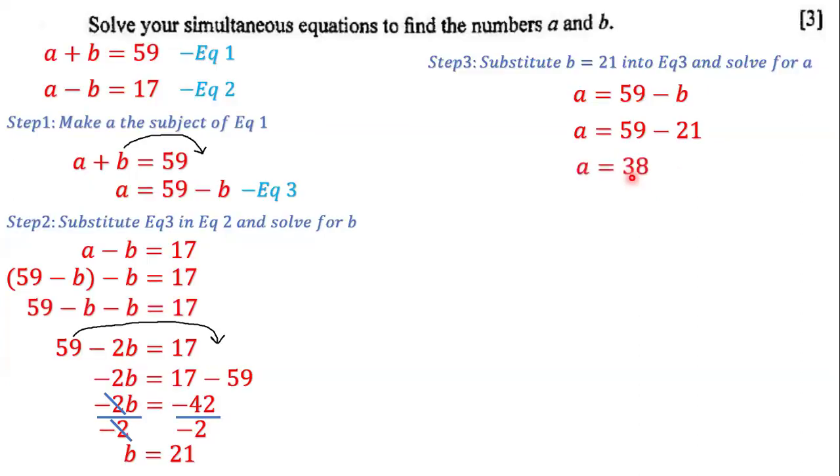And so we have that A is equal to 38 and B is equal to 21. And so that is the answer to the simultaneous equations. A is equal to 38 and B is equal to 21 is our answer.